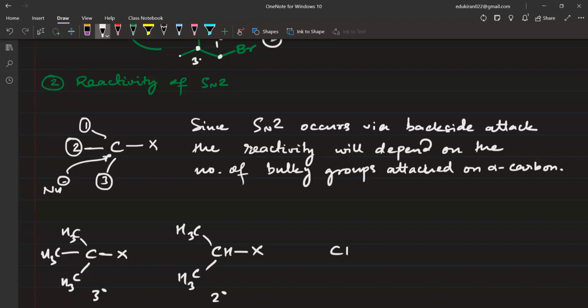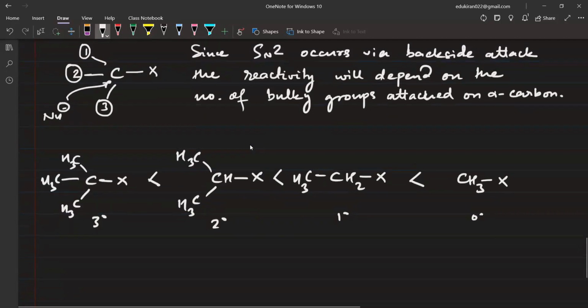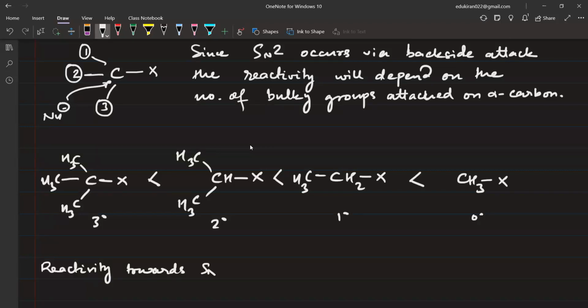And if you have, let us suppose, CH2 attached to halogen, and it has only 1 CH3 group, this is now 1 degree. The attack is going to be much easier now. And if you look at CH3X, this is going to be the most easy, or you can write 0 degree for this. This is going to be the easiest attack, followed by this, and then followed by the 3 degree. So if I talk about the reactivity towards SN2, this is going to be 0 degree most, then 1 degree, then 2 degree, and then 3 degree.